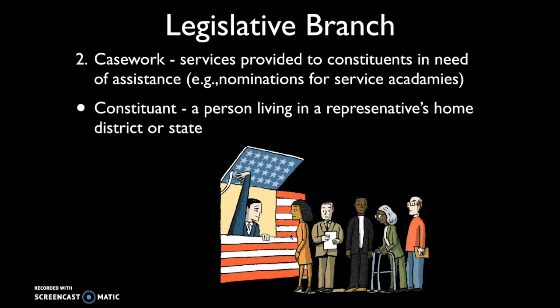We just mentioned a word that's really important. I want to make sure we have a definition of it. A constituent. So a constituent is a person who lives in a representative's home district or state. You are a constituent of Iowa's 2 senators. You are a constituent of the representative of Iowa's 2nd congressional district because you live in their district or you live in their state.